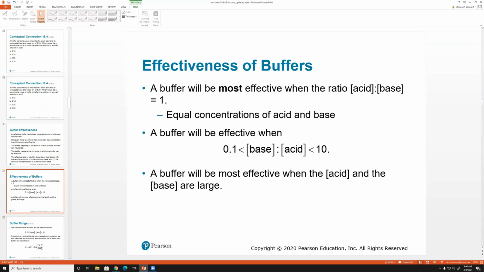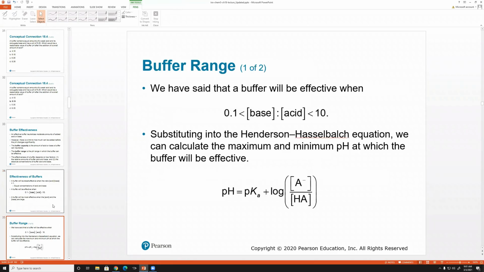So the buffer will be most effective when the ratio of acid to base is 1. And it's effective basically in the ratio of base to acid of 0.1 to 10. So keep that in mind as well. And if you have a larger amount of acid and base in general in the buffer system, it'll be a more effective buffer because then it can neutralize physically more molecules.